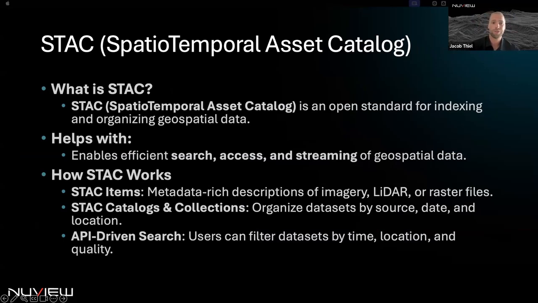Essentially how it works is the items, catalogs, and collections, and API-driven search functions. So if we dive into each of those, when we're looking at a STAC item, it's really based on the metadata within each file. So when you're looking at imagery or LiDAR or raster files, diving into the actual metadata components of those files themselves. Then we build out the catalogs and collections. So that's how we're actually organizing all of those different types of data sets based on the metadata, right? So are we looking at the sources, the dates, and locations of those actual files themselves? And then they're API driven for search functions. So as we look at the catalog, we can actually narrow down how we want to search for those specific data sets.